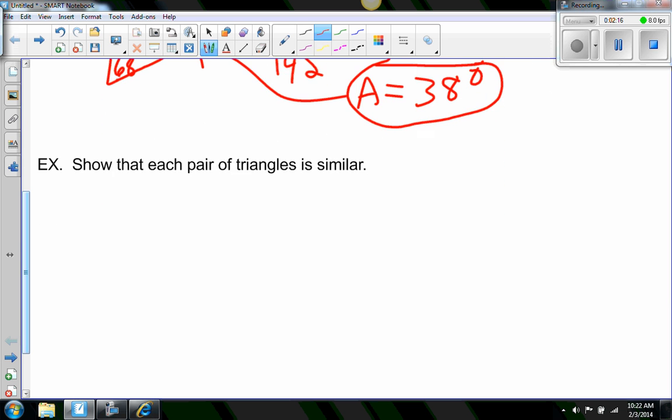Okay, then the second part of what we're going to be doing, we need to show that each pair of triangles is similar. So in other words, we're going to prove it. Basically, we're going to write a proof. We've written a couple of proofs before on some of the labs that we've done.